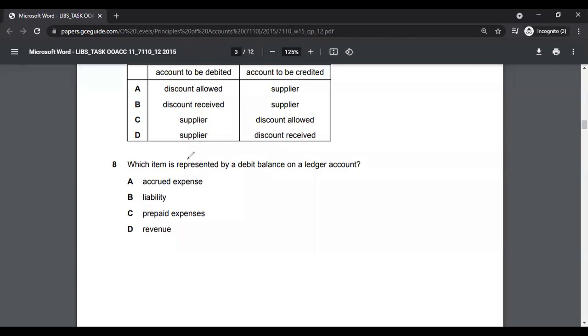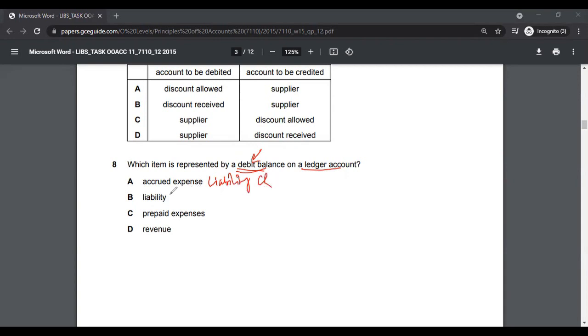Multiple choice 8, which item is presented by a debit balance on a ledger account? Accrued expense is a liability because the company has to pay, so it would have a credit balance. Liability has a credit balance. Prepaid expense is an asset. This would have a debit balance. Revenue has a credit balance. So the answer to multiple choice 8 is option C.